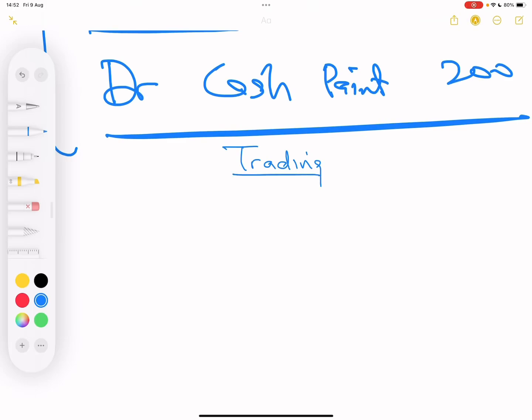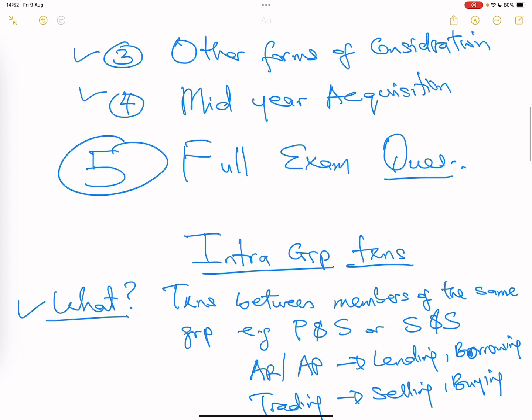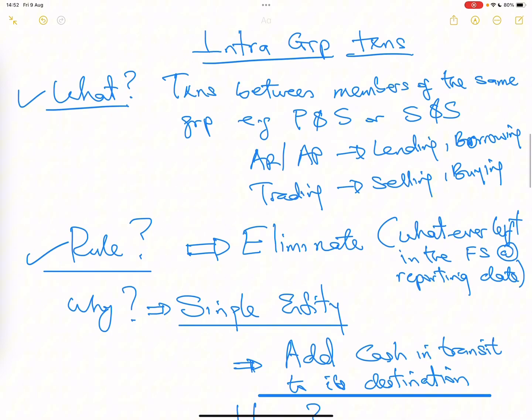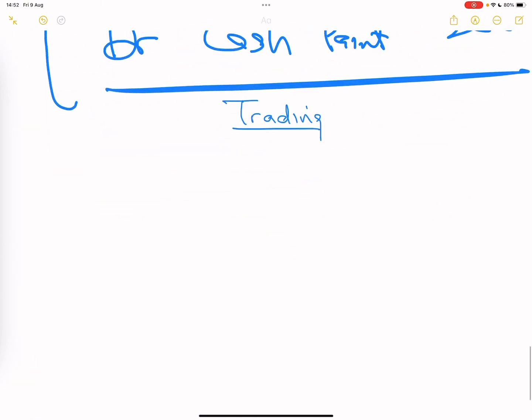Remember where we are coming from. We said we're looking at intra-company transactions, and I said they can either be balance sheet items or trading items. Where most of you struggle is the trading items, and I urge you to pay very good attention. Usually, when you have trading items, there are two areas they try to test you.